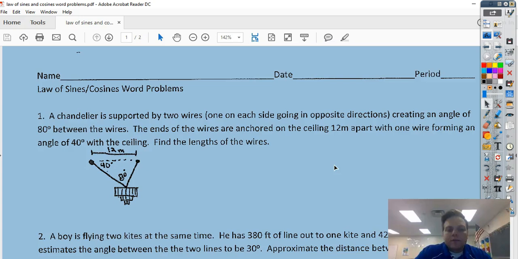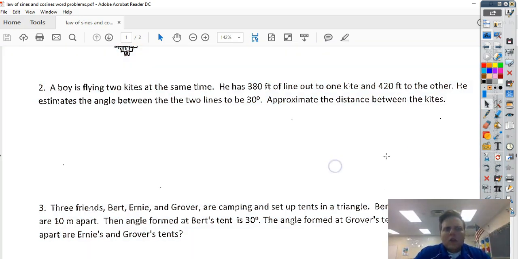Let's look at problem number 2. A boy is flying 2 kites at the same time. He has 380 feet of line out to one kite and 420 feet to the other. He estimates the angle between the two lines to be 30 degrees. Approximate the distance between the kites.